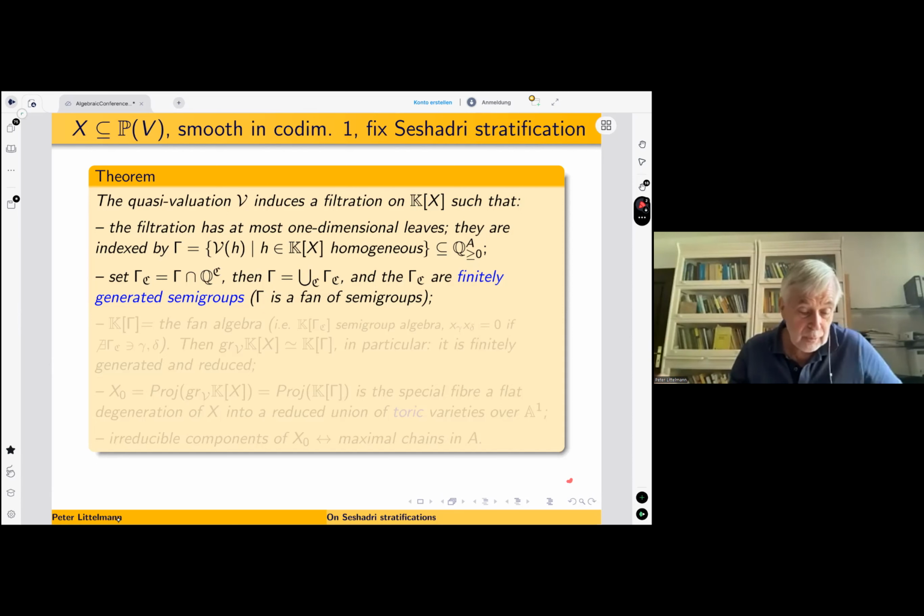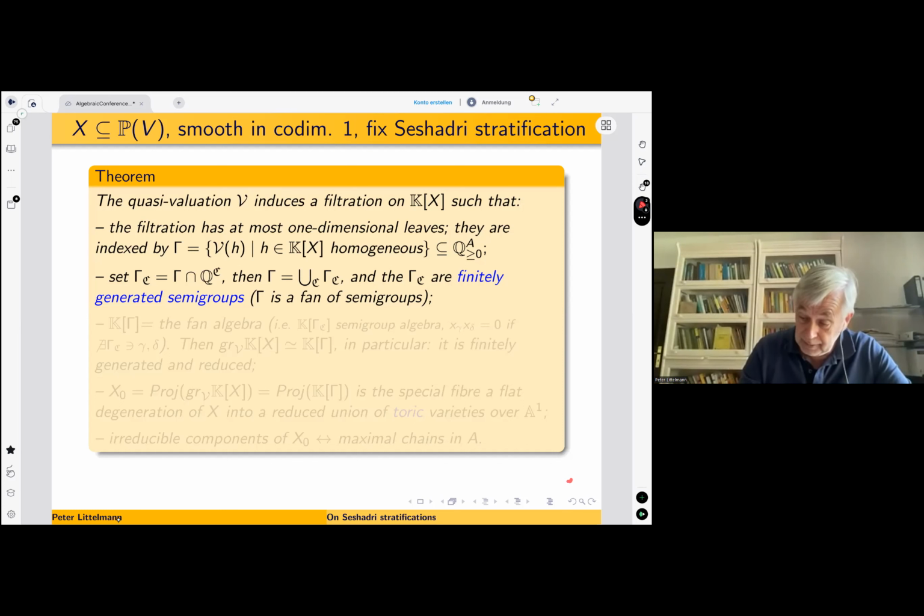If you know Newton-Okounkov theory, then you know that it's always a big problem that when you start with your valuation, you get a semigroup, but it's hard to prove in general that this is finitely generated. So here we get this completely for free with our construction. The price we have to pay is that our Γ is just a union of semigroups. But anyway, all of them are finitely generated, so I can do geometry. That means, for example, that for each finitely generated semigroup Γ_C, I have a corresponding semigroup algebra, which means I have a toric variety.